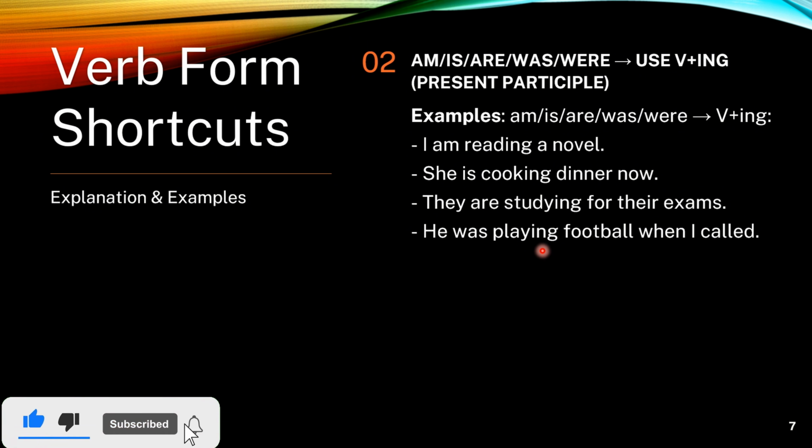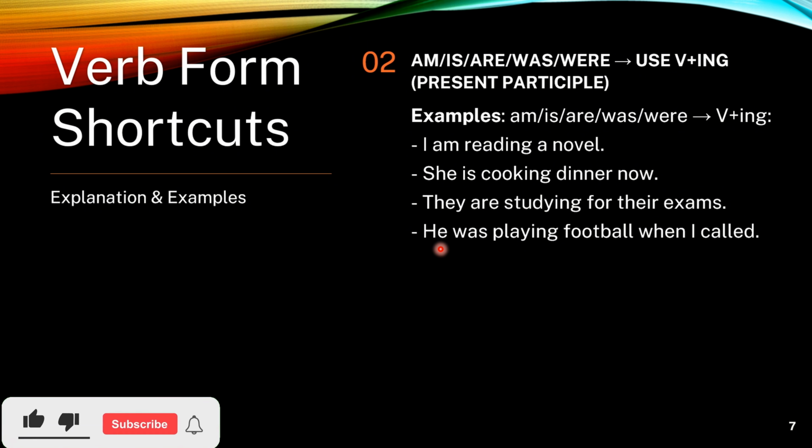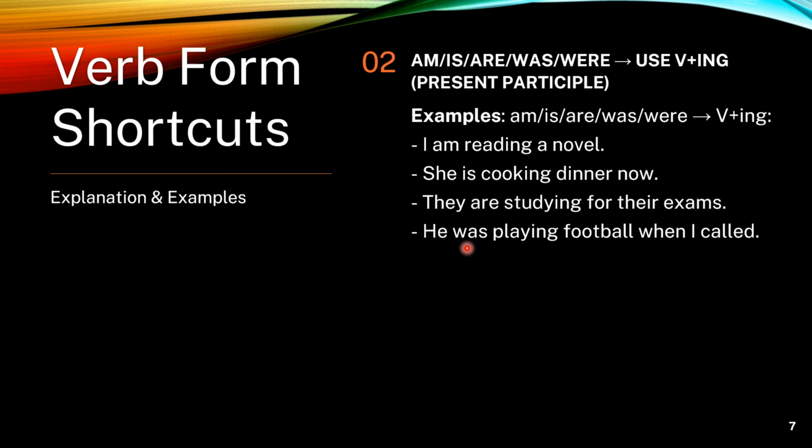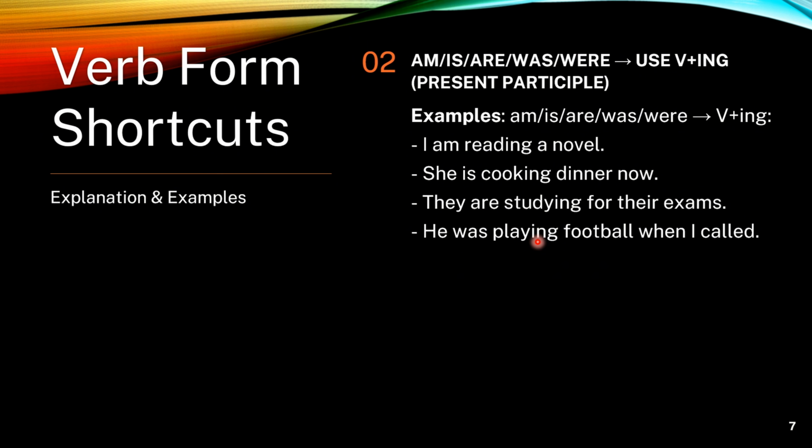So whenever you see in your PTE reading fill in the blanks that you're having an active tone in the sentence, you know that there is a subject who is actually doing or performing the activity or the task. And then you see was, were, am, is, are. You will find the blank there, right? And in that blank, you will be 100% sure that you need to go with verb plus ing, right?